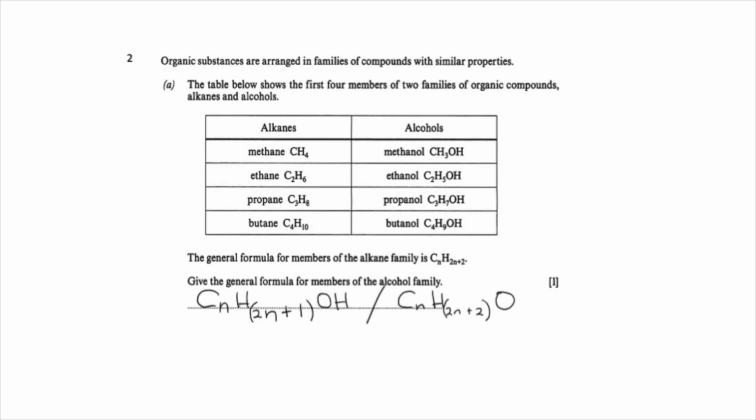So here's the answers to question 2. So start with 2A. It says give the general formula for members of the alcohol family. So the general formula is CnH2n+1OH, or they'll accept CnH2n+2O. Either's fine and you don't need the brackets. That's not compulsory either. So there's 1 mark for that.